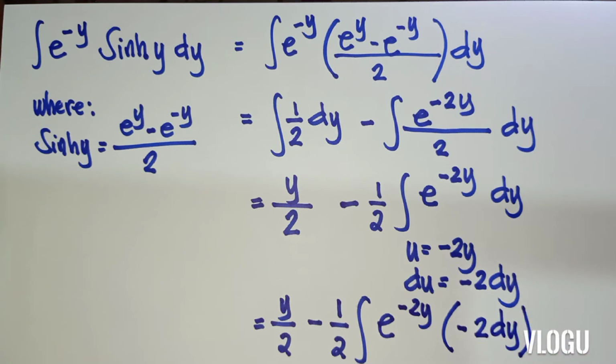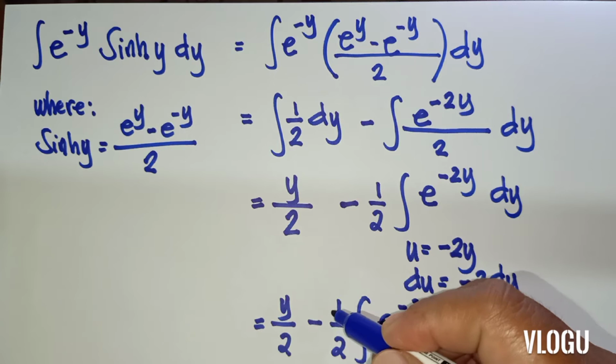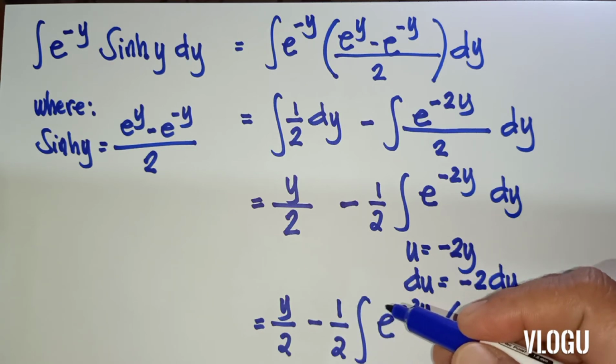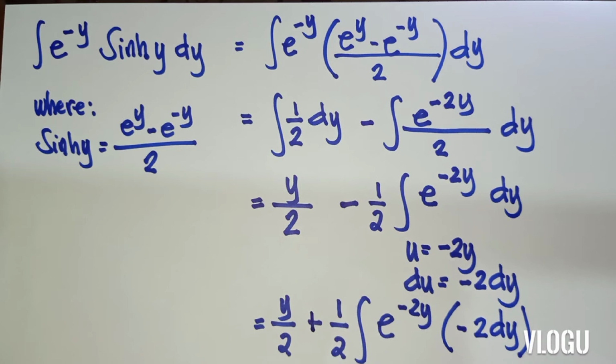Okay, so we now have a form of e^u du, wherein our du is negative 2 dy. So we are going to multiply by negative 1/2. Therefore, this would become positive, so we will have times 2 here.